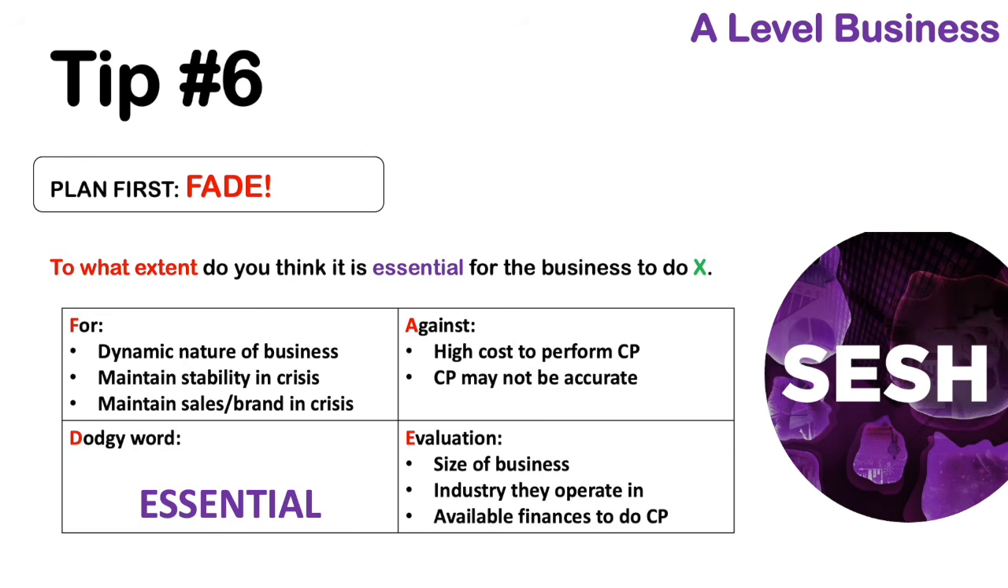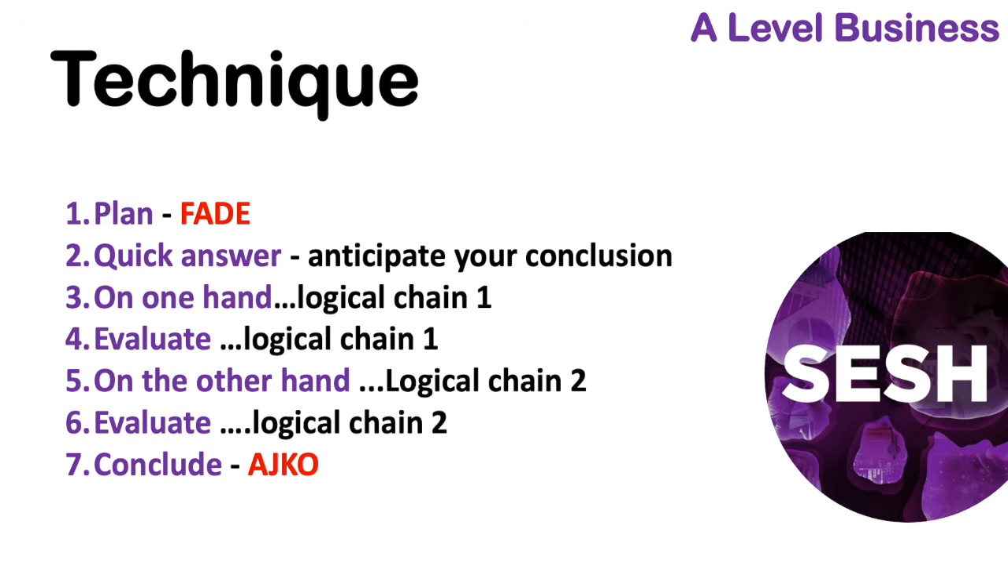And here is the suggested technique. Do your fade, do your planning first. Then, in your first opening paragraph, try and anticipate your conclusion. Do a quick answer. In 2 or 3 sentences, just answer the question. So important you do that, because if you can do that, that's evaluation straight off the bat. Examiners love that. Then you want to start with your traditional on one hand and go through one side of the argument with a full, big, fat, logical chain. Just one strong logical chain.